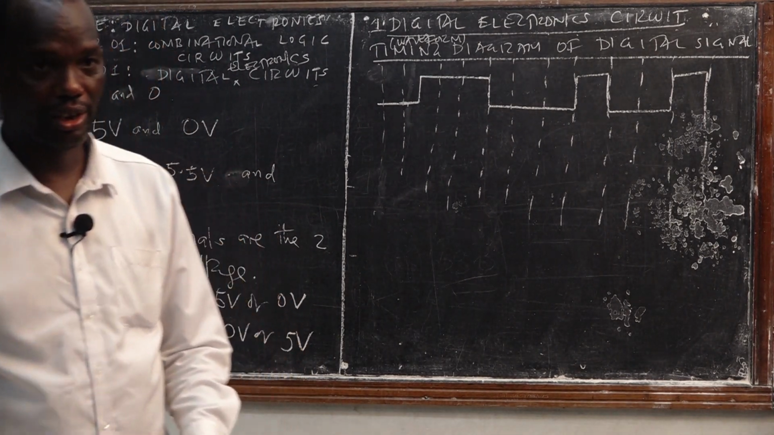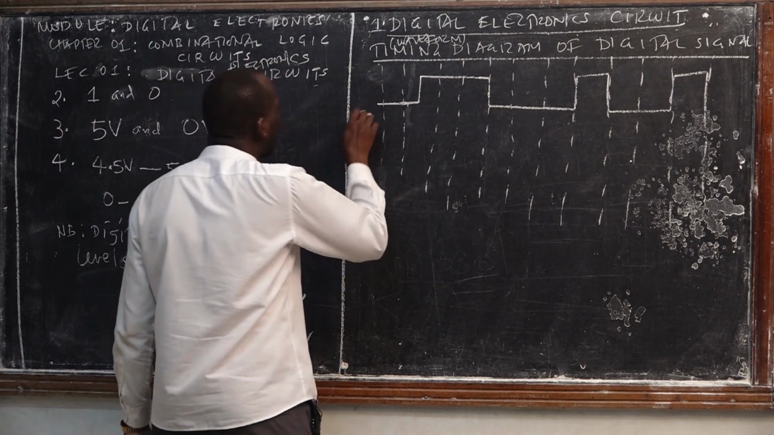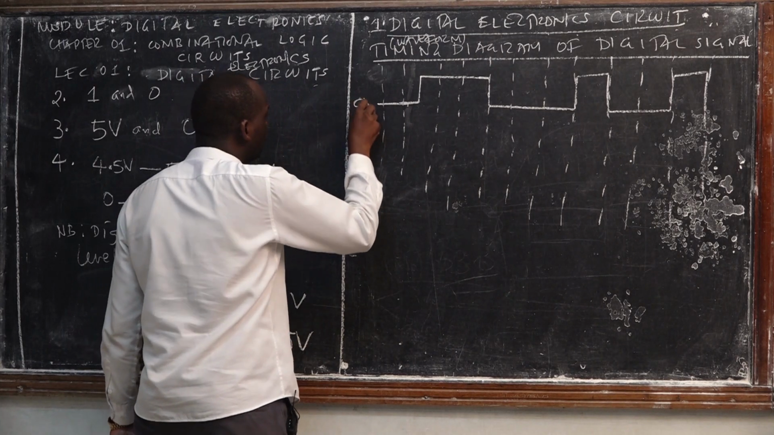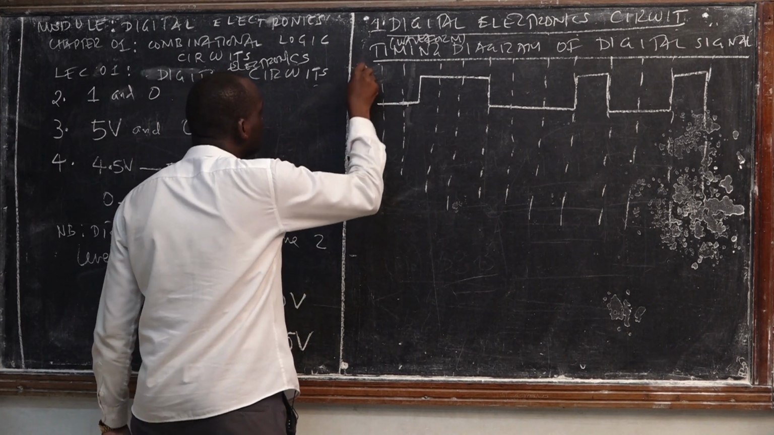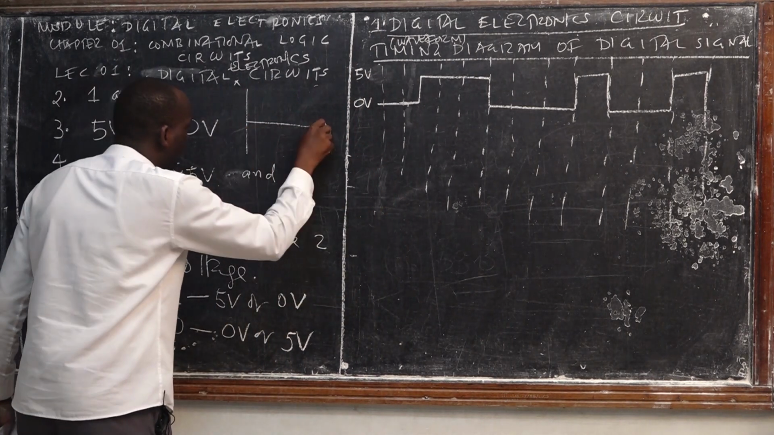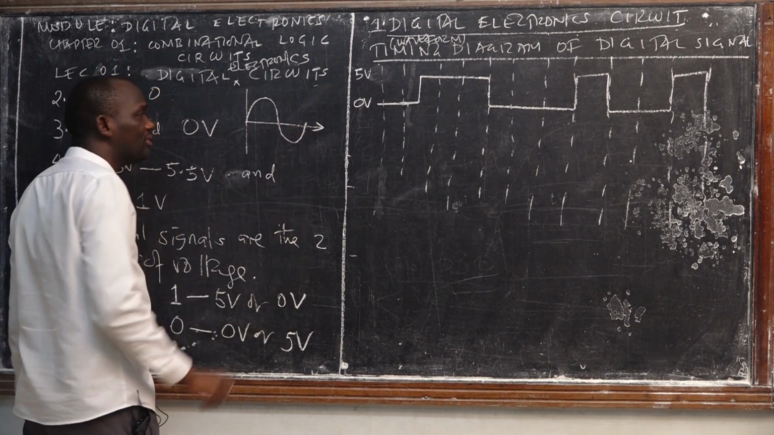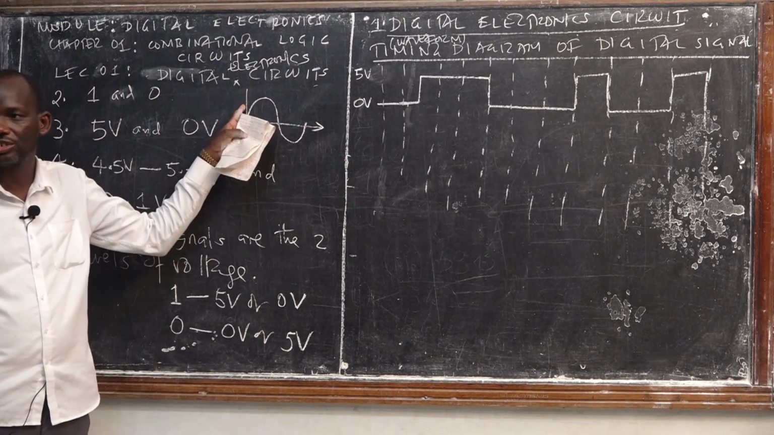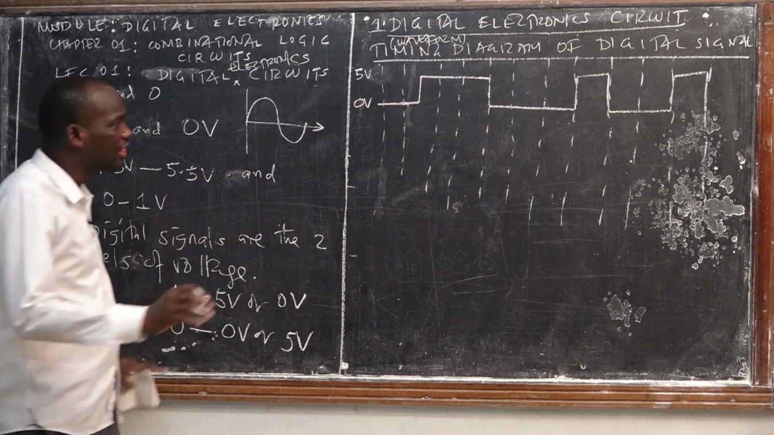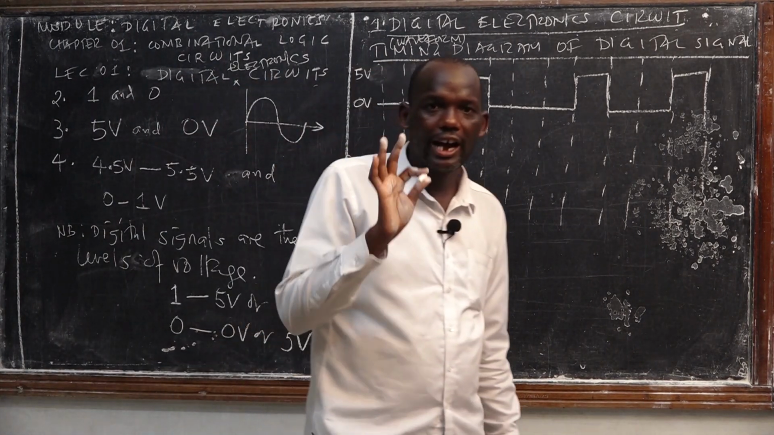Please check your neighbor if he or she is watching the blackboard. For this one, this is 0 volt and this is 5 volt. Remember, the analog signal is continuous; it changes continuously and has different states, right? The digital signal has only 2 states, either low or high, full stop.